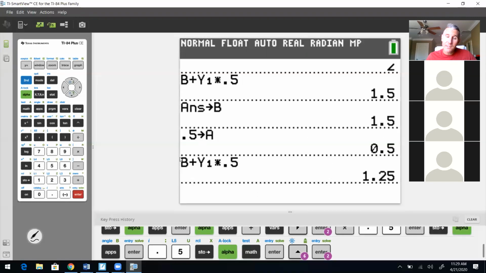So now my y sub 2 is going to be y sub 1, or my first y value, plus the differential equation at my new x and y values times the step size to give me that. Anyway, that's how you use your calculator to do that.